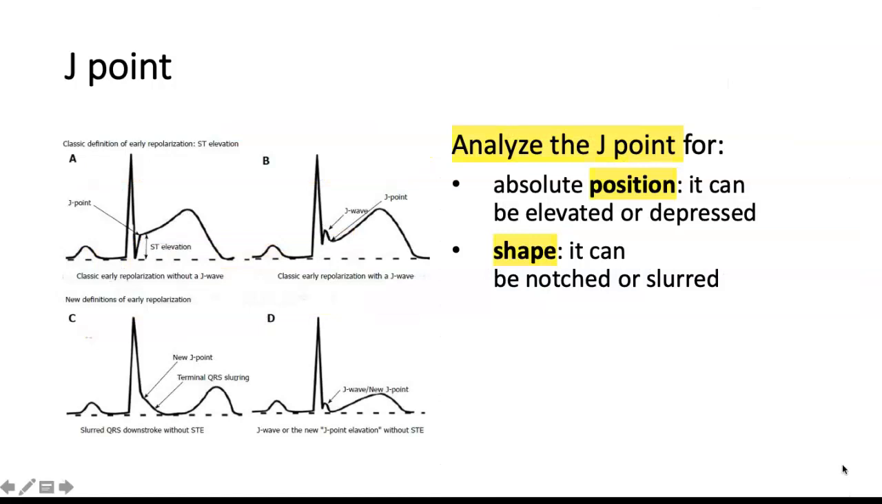We analyze the J point for the absolute position, so whether it is elevated or depressed, as well as the shape. The J point can be notched or slurred. This is an example of slurring. And there's notching with the J wave present. You can also have notching and slurring together.